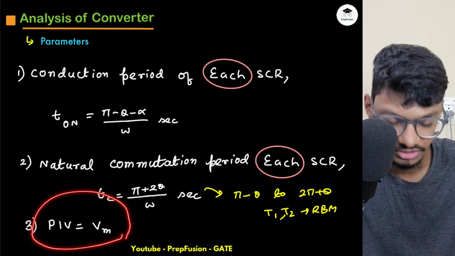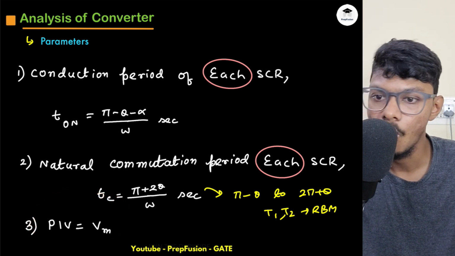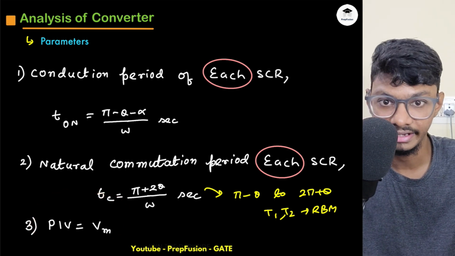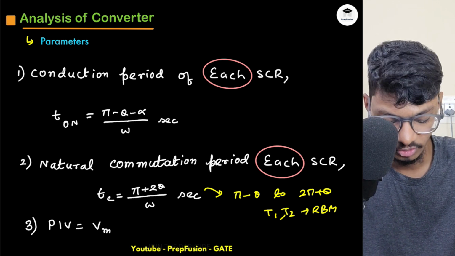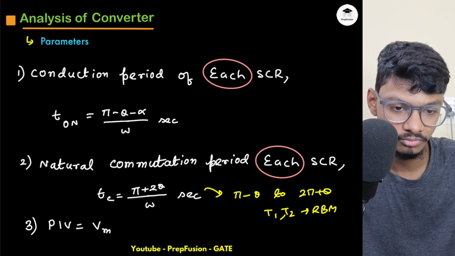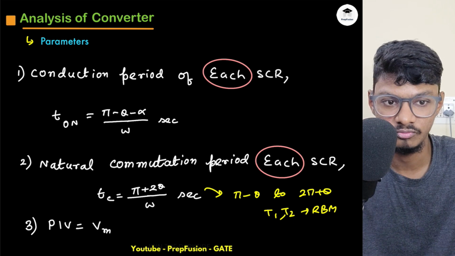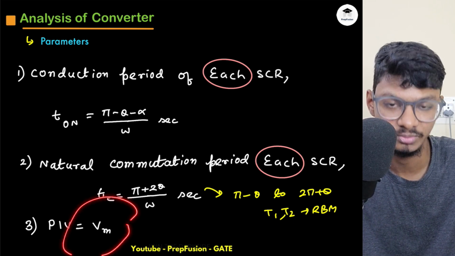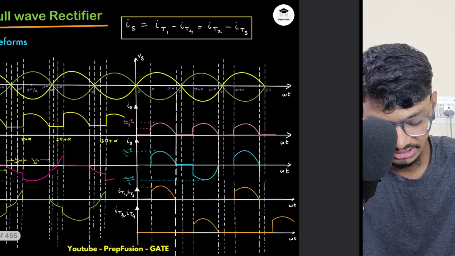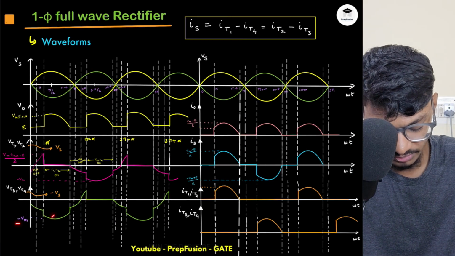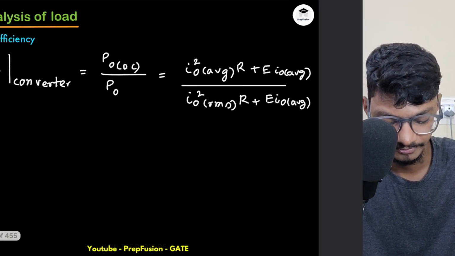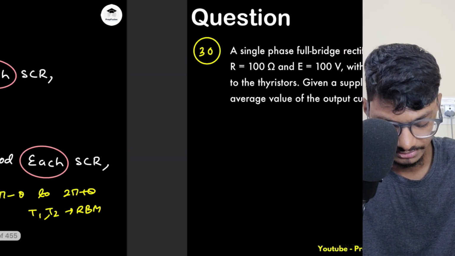And the peak inverse voltage will be Vm. Although it depends on the triggering angle and all those things, still it will be Vm. Why? Because we assume the maximum worst possible case, and across the SCRs the maximum voltage I can get is Vm. Maximum negative voltage is Vm. That's the peak inverse voltage.